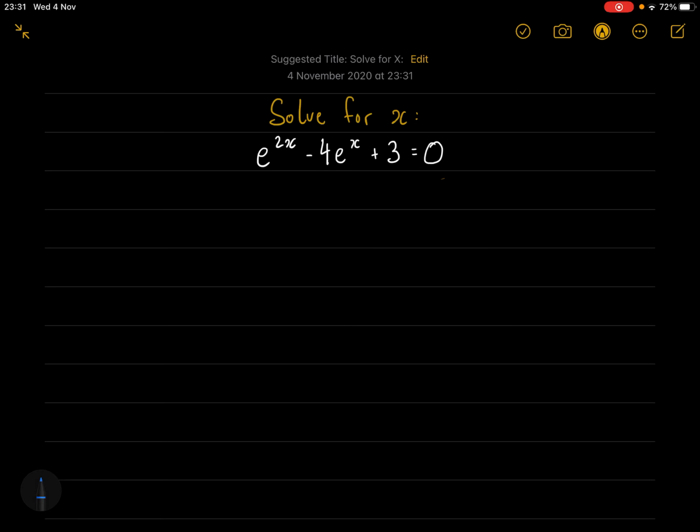e to the power of 2x minus 4e to the power of x plus 3 is equal to 0. Firstly, when you have to solve for any variable, you want to make sure that the variable is on the left hand side of the equation and anything that is not the variable is on the right hand side.